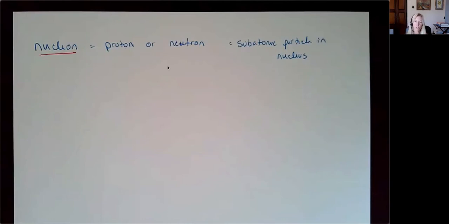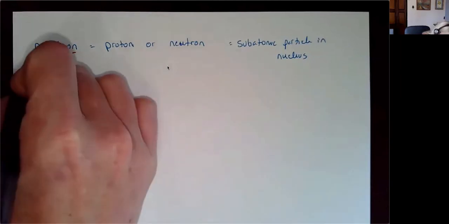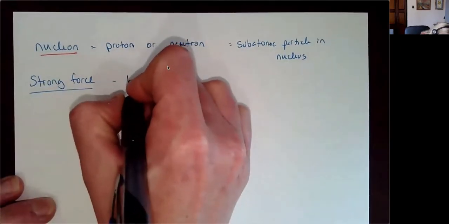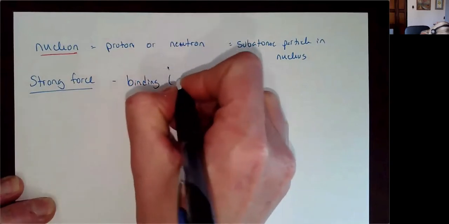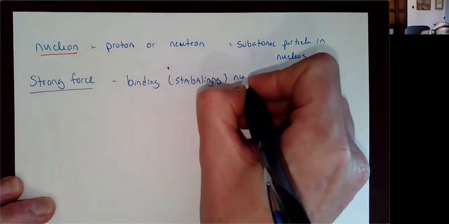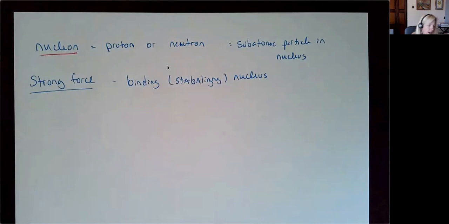That's where neutrons are important, because they're helping to stabilize that nucleus. And there's this thing called the strong force. The strong force is responsible for binding or stabilizing the nucleus. Because if you think about it, you have the potential for a lot of repulsive forces going on between those protons. The strong force is what's overcoming that and allowing the nucleus to be stable.